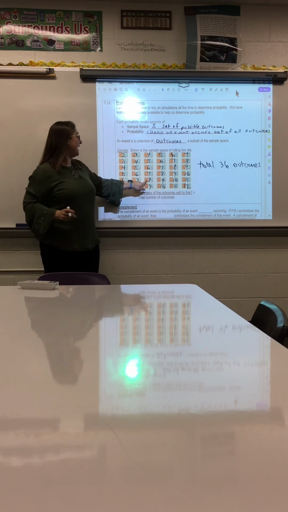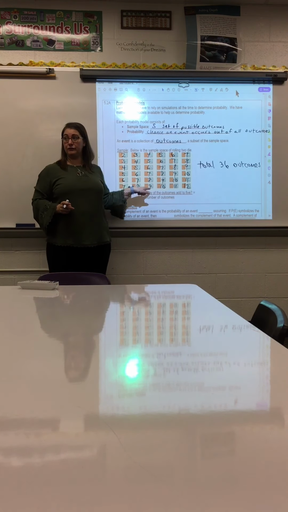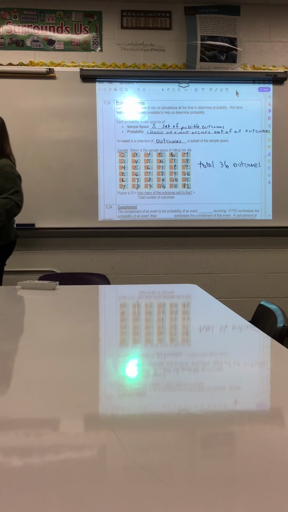While this one is an 8 and this one is an 8, they are different. A 3, 5 and a 5, 3 are different in the order that we rolled them. So we have a total of 36 outcomes.